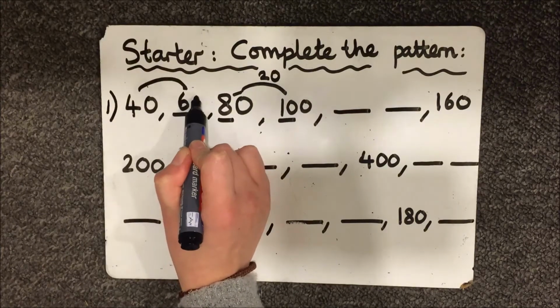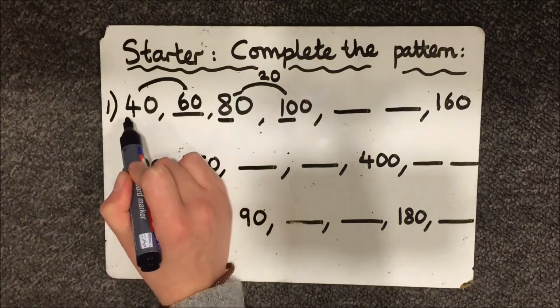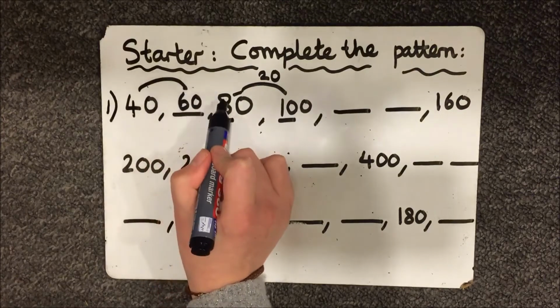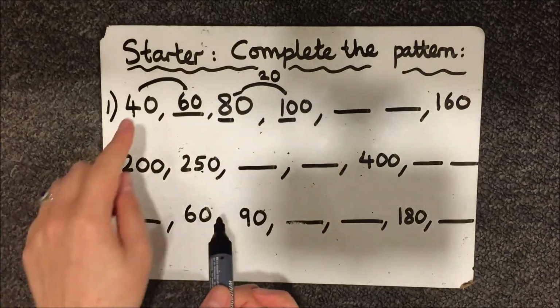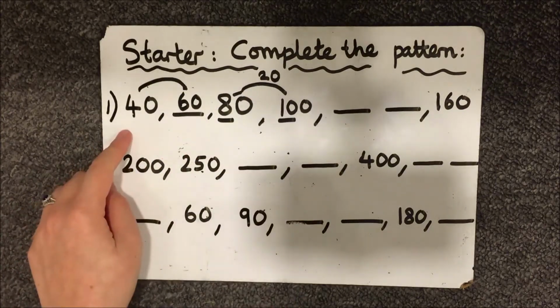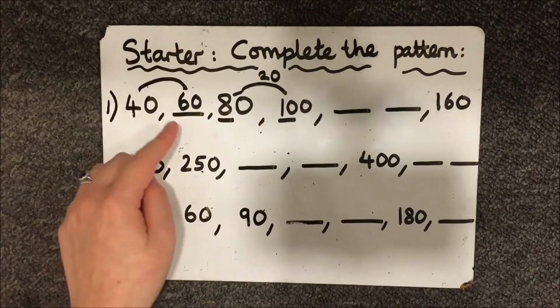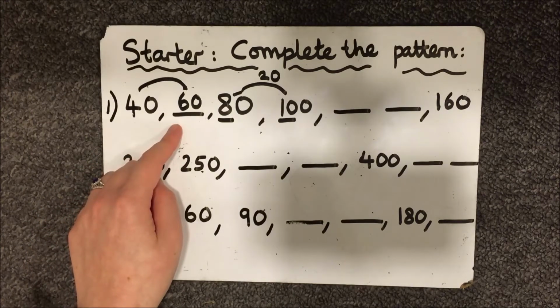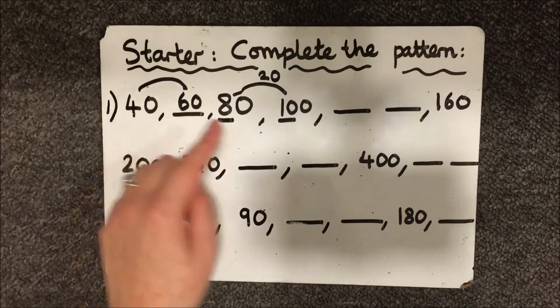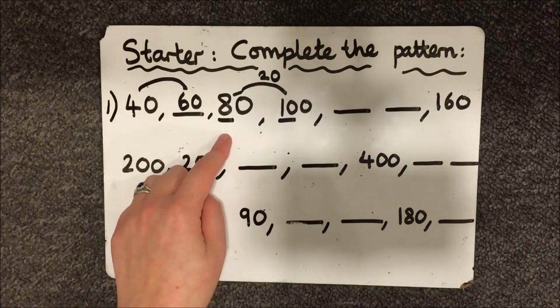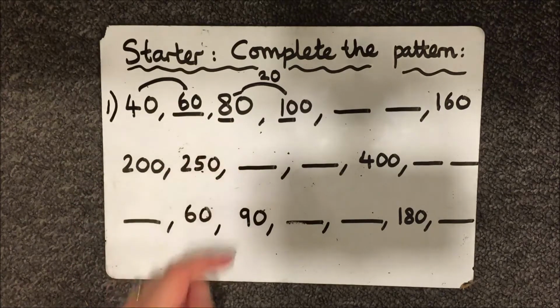Remember, you can use your 2 times table. 4, 6, 8, 10. And it's just got 10 times bigger. 4 ones turns into 4 tens, which is 40. 6 ones turns into 6 tens, which is 60. 8 ones turns into 8 tens, which is 80.